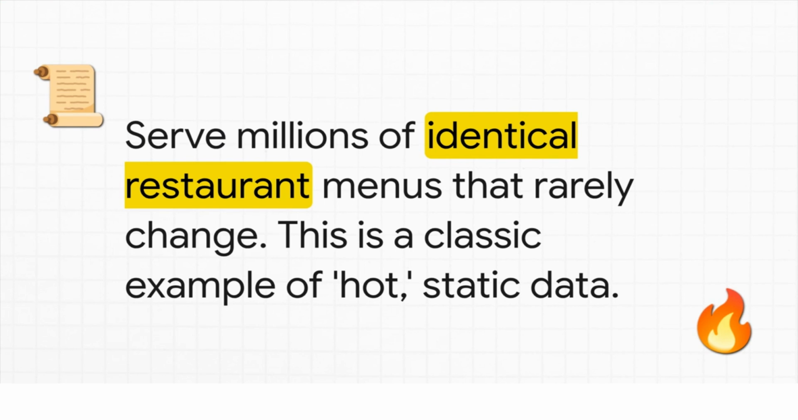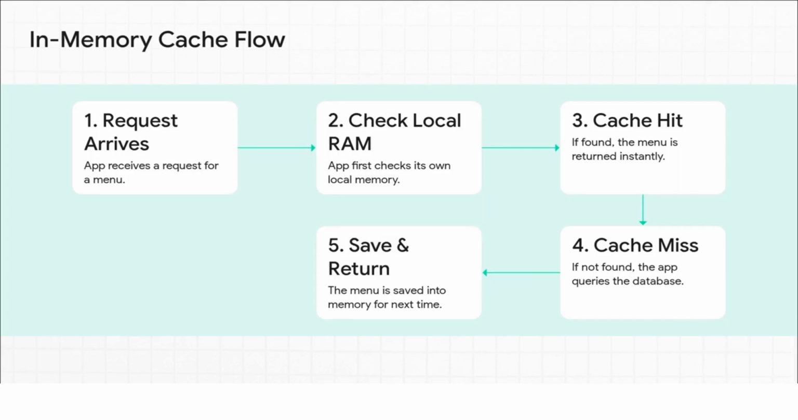Okay, problem number 1. Imagine you're serving up millions and millions of restaurant menus. The thing is, the menus are pretty much identical for everyone, and they don't change very often, right? In engineer speak, we'd call this hot static data. So, what's the absolute fastest way to get that menu to a hungry customer? Well, for this job, an in-memory cache is the perfect tool.